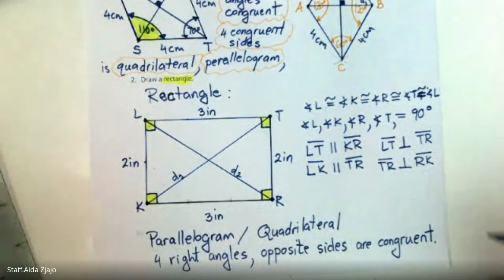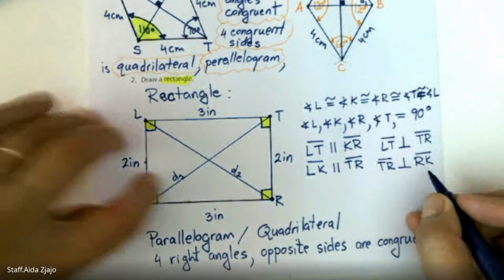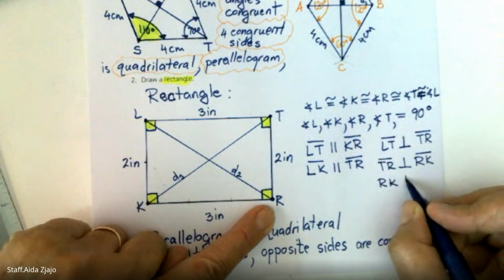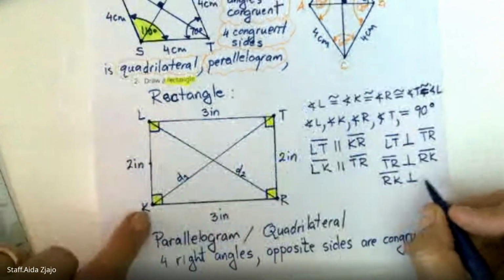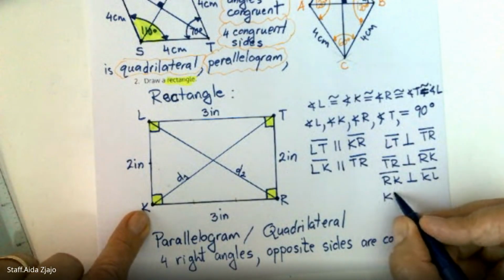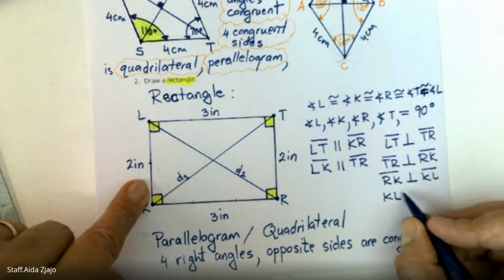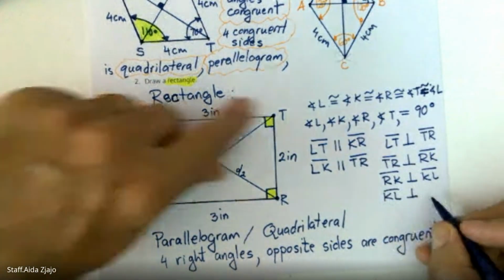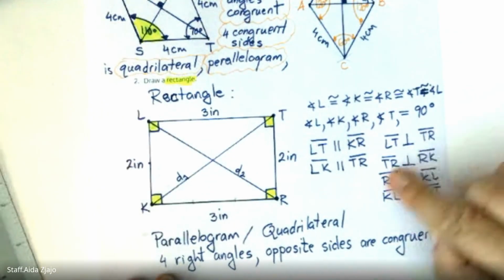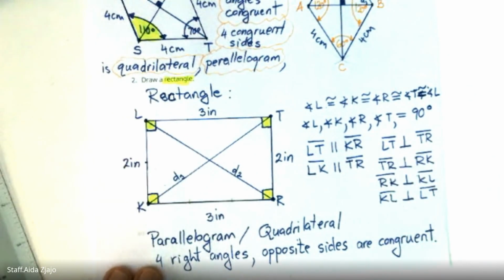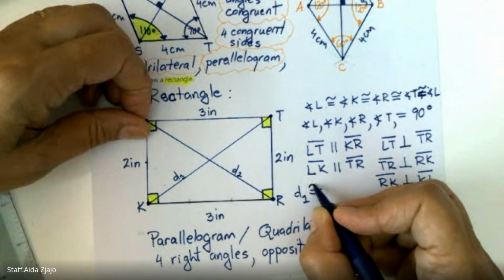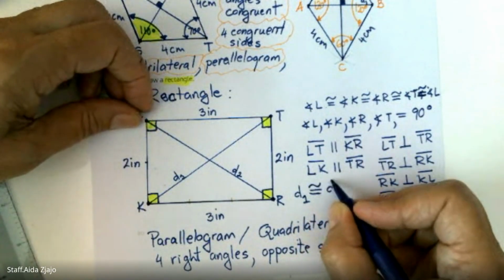I'll do it since I started. RK is perpendicular to KL, and then KL is perpendicular to LT line segment. So the symbol for perpendicular is this. We also say that diagonal 1 is congruent to diagonal 2.